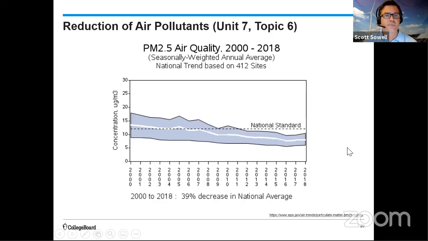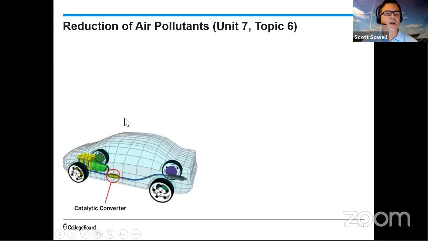And if we look at PM 2.5, remember this is the number that comes after the PM is about its size. So the smaller the PM number, the more likely it is to get into your bloodstream through your lungs. And we can see there's been about a 40% decrease in this tiny size particulate matter since 2000. All right, so now let's switch over to cars.